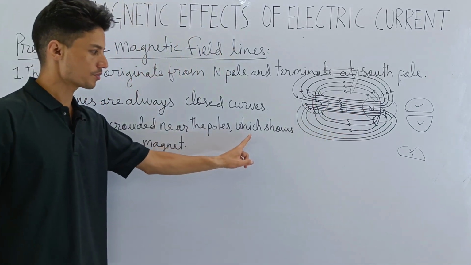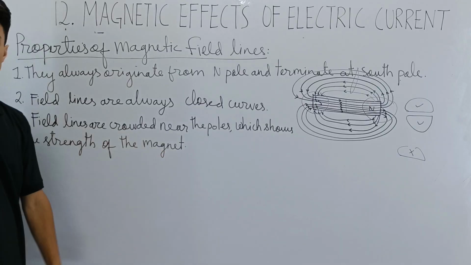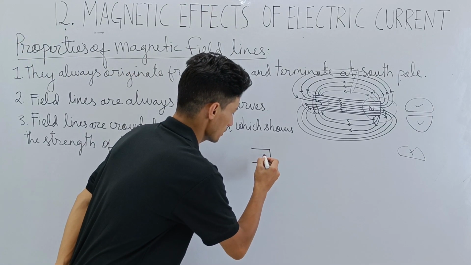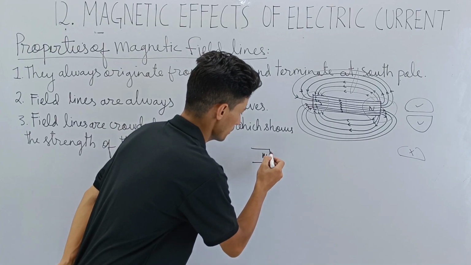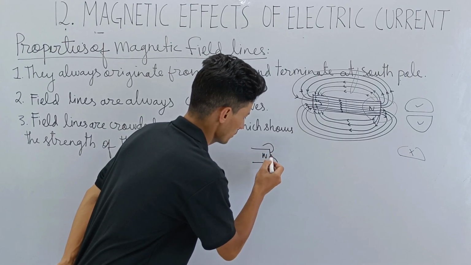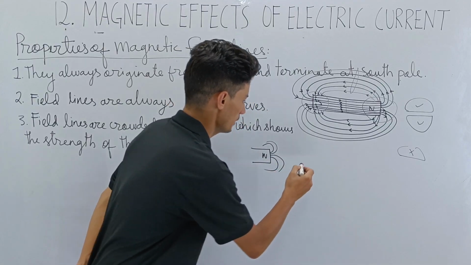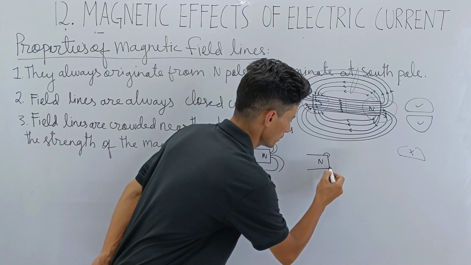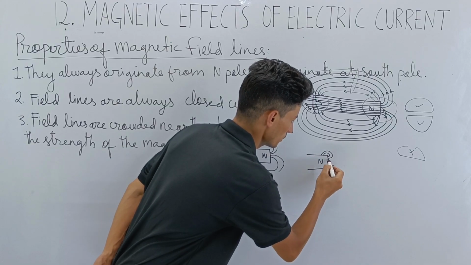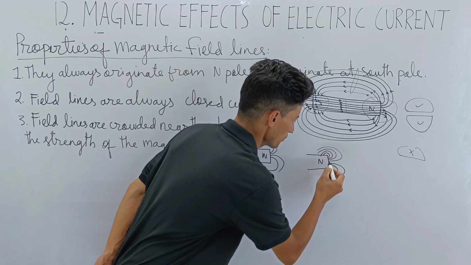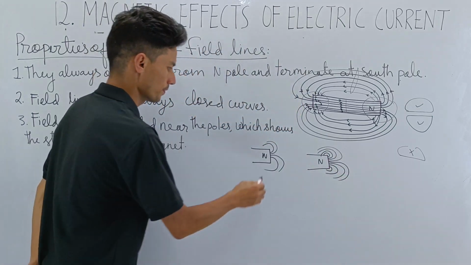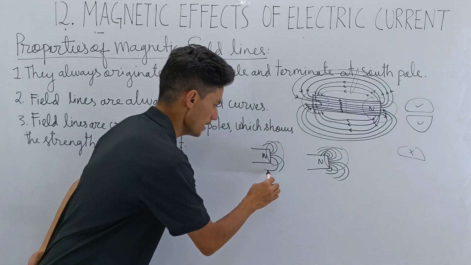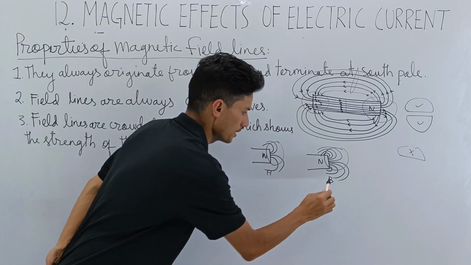Then the second part reads, which shows the strength of the magnet. What does it mean? Let me give you a simple example. Let's take two poles. Let's say this is the north, and here one magnetic field line, two like this. Then let's take another one, same north, but this time let me make some more. Now look at this and look at this. This is A and this is B.